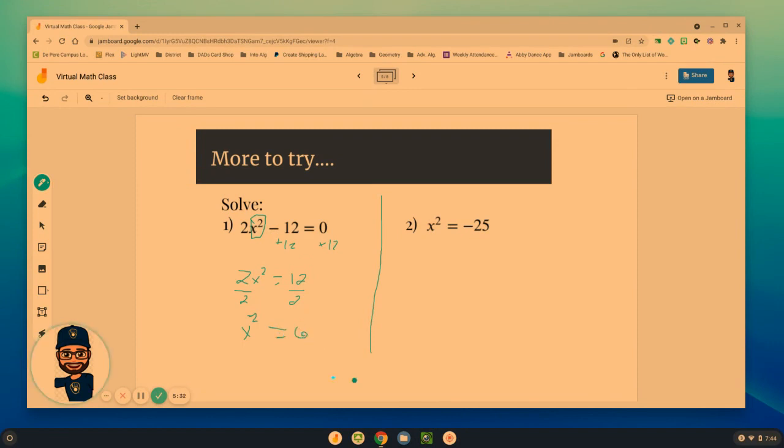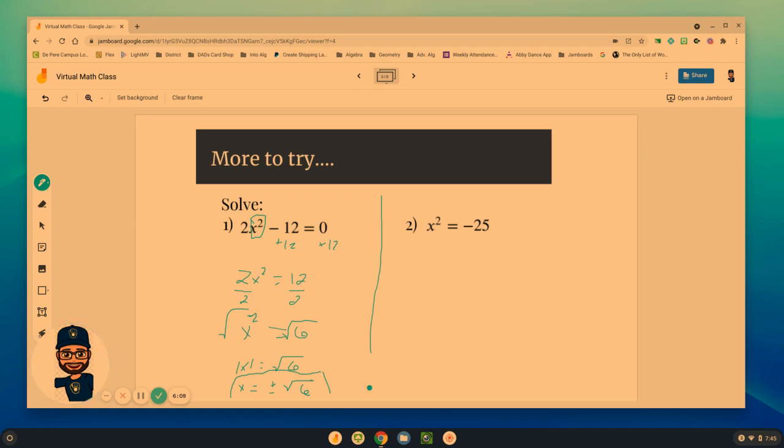equals 6. Now that I've got x squared isolated, we can certainly take the square root, and really that means the absolute value of x would have to equal the square root of 6, which means x equals plus or minus, right? We need a positive or negative, the square root of 6, and we leave it as that square root of 6 because that's the exact answer.